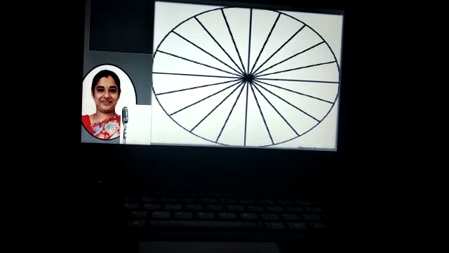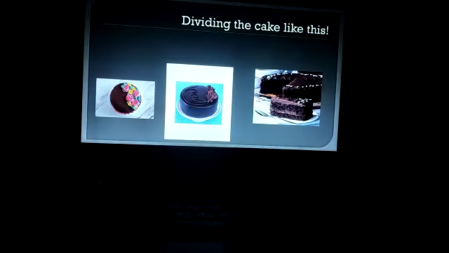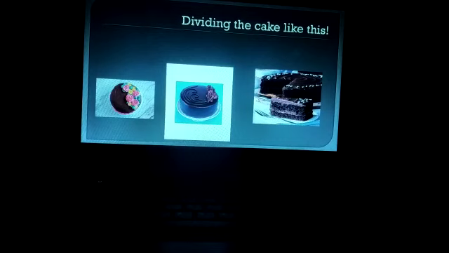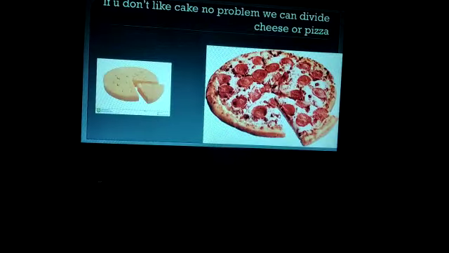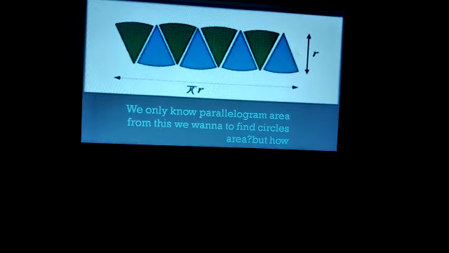If there is a round cake, we divide it into triangular pieces, small pieces, right? If you don't like cake, you can take pizza, cheese, or anything in circle form, and divide it into these portions. Then you arrange them like this, one on the top portion, another on the bottom portion, and so you will get a shape like this.